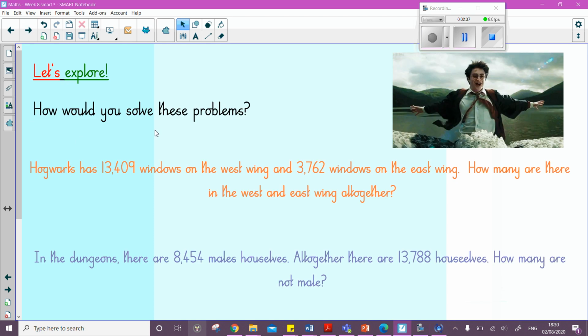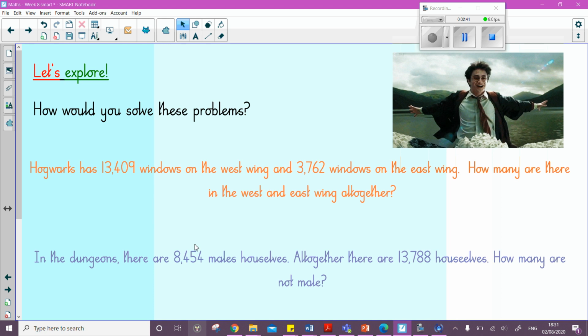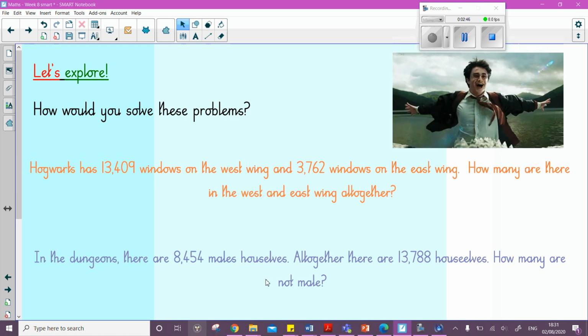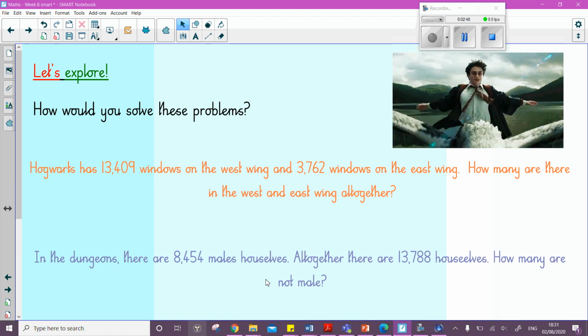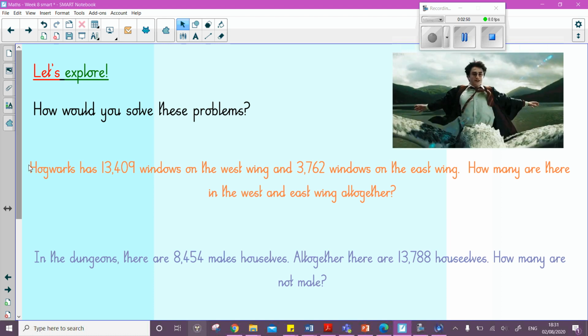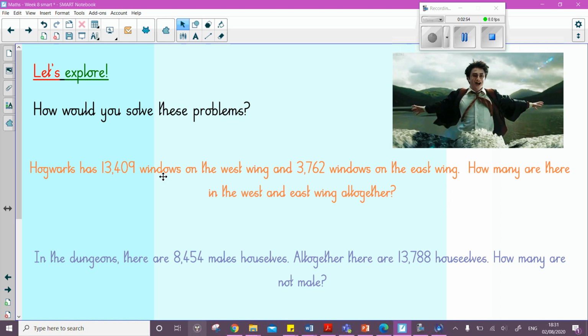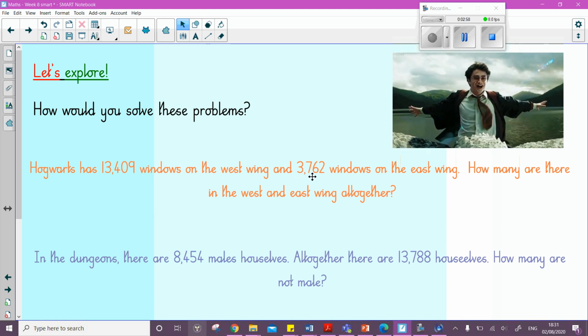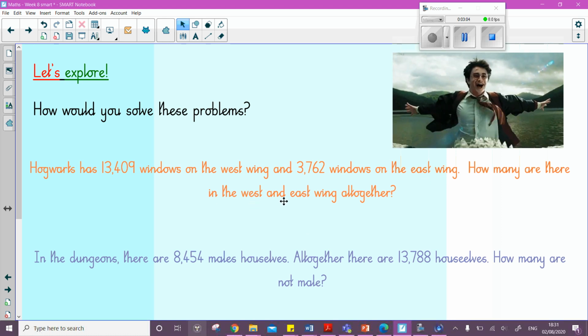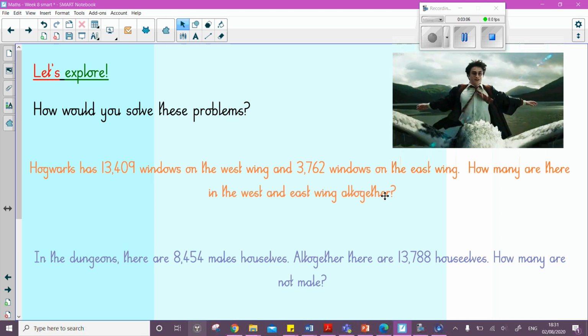So I want you to have a little bit of an explanation like we would normally in class. I want you to have a read of these two problems. There's an orange one and a purple one. How would you solve them? So if you were to read this question, what would be the first thing that you did? So Hogwarts has 13,409 windows on the west wing and 3,762 windows on the east wing. How many are there in the west and east wing all together?